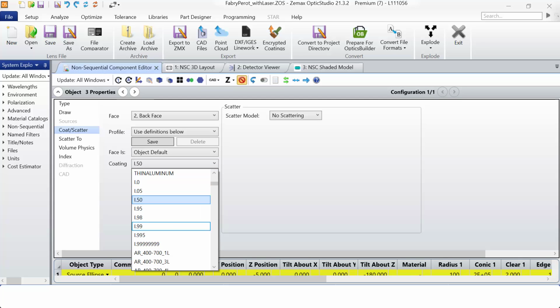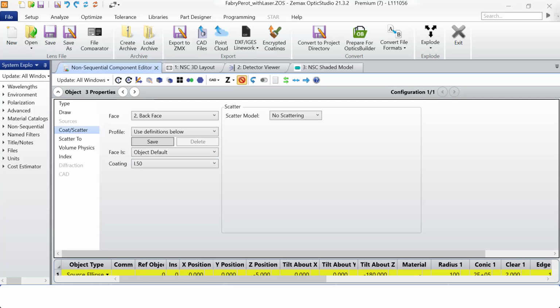There are several coatings you could choose. Sometimes I use this thin aluminum coating, which I found somewhere and uploaded, but it's very similar to a 50-50. Object 3 has a coating on the front face, so the coated sides of the mirrors are facing each other.